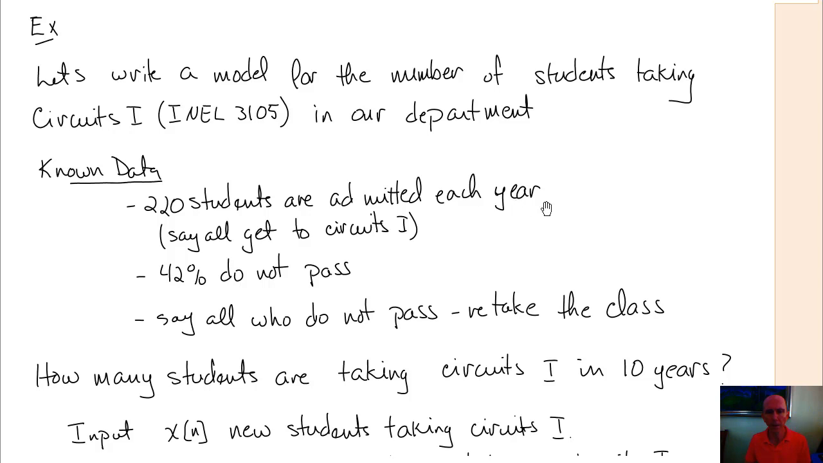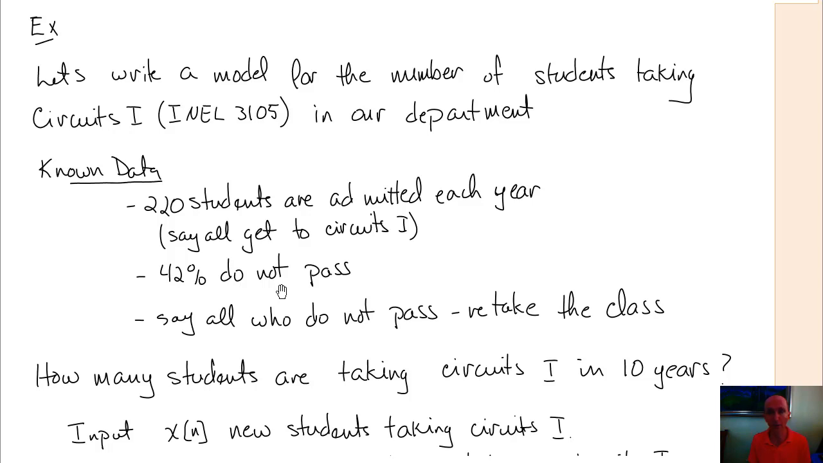Now, these are historical data. Year to year it might change a little bit, but historically we've had about 220 new students a year. Now let's presume that all of our students get to Circuits 1. Of course this is not true, some of them leave, some transfer, but let's say all 220 students get to Circuits 1. Let's say that 42% do not pass the class.